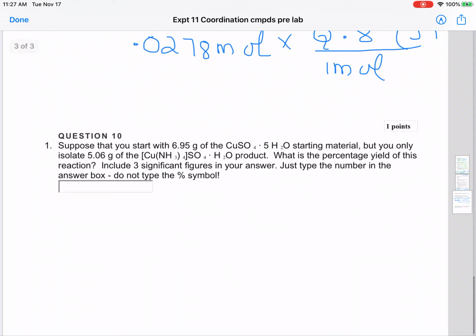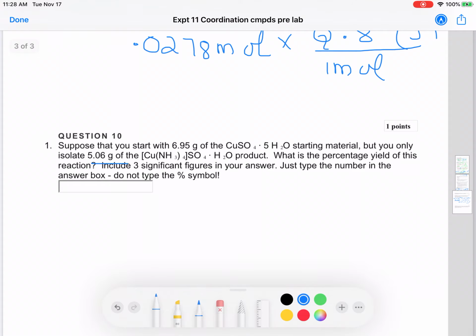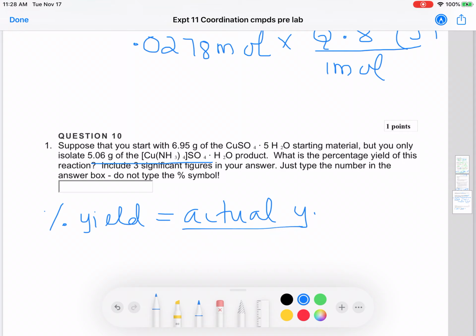And then the question 10, suppose that you start with 6.95 gram of the copper sulfate pentahydrate, you only isolate 5.06 gram. That's going to be your actual yield. Actually, you isolated this much. What is the percent yield? So how do you calculate the percent yield? Percent yield, you have done this several times before. Actual yield divided by the theoretical yield times 100.